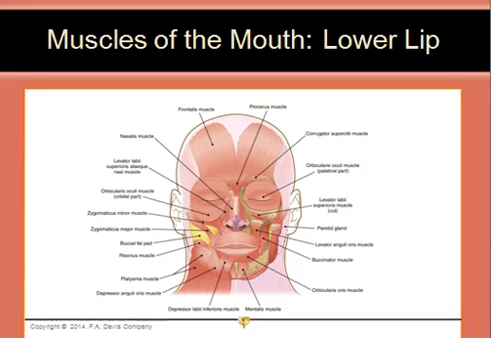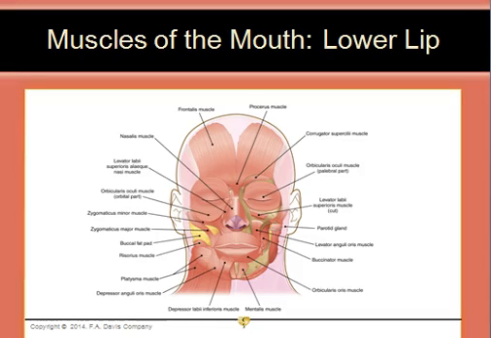The platysma muscle originates in the fascia of the pectoralis muscle and inserts also into the corner of the mouth and pulls down on the mouth. The mentalis muscle originates in the mandible below the lateral incisors. It inserts into the skin of the chin. Its action is to push up the lower lip and wrinkle the skin of the chin.